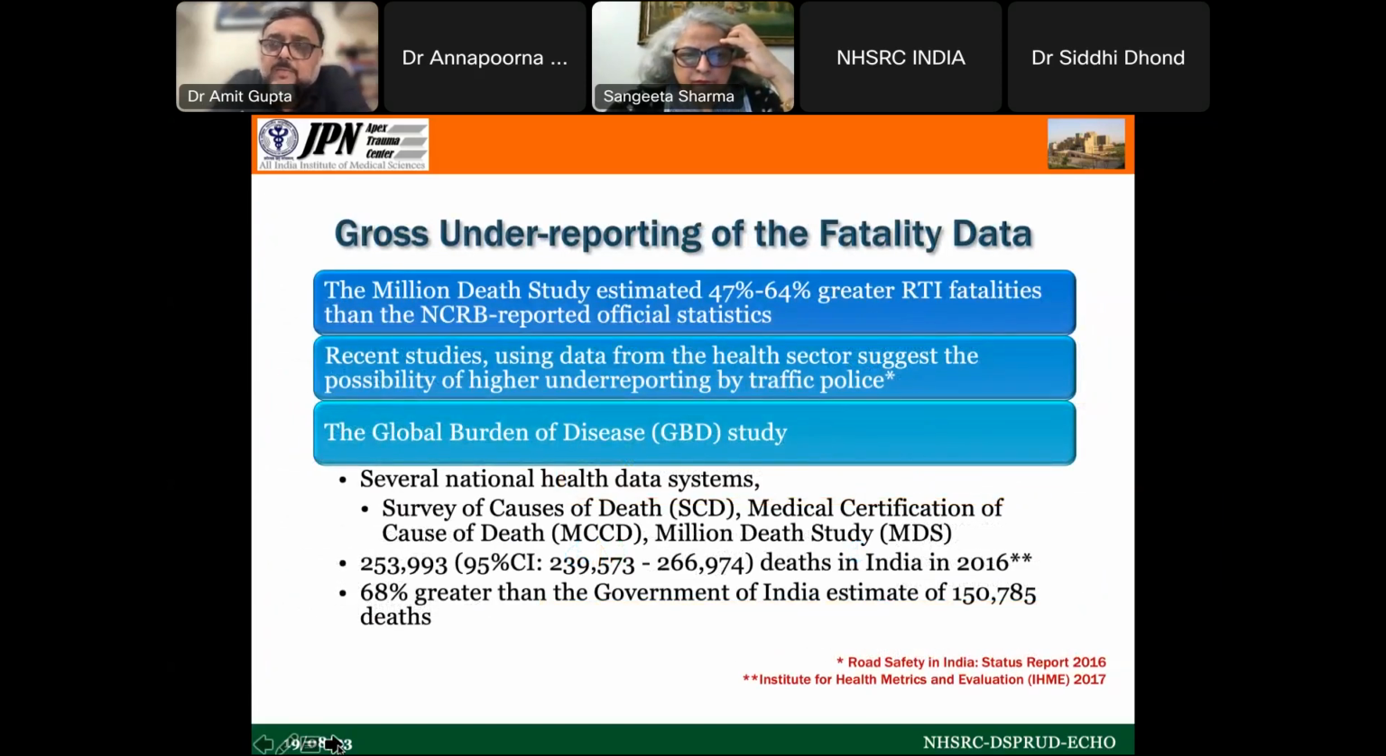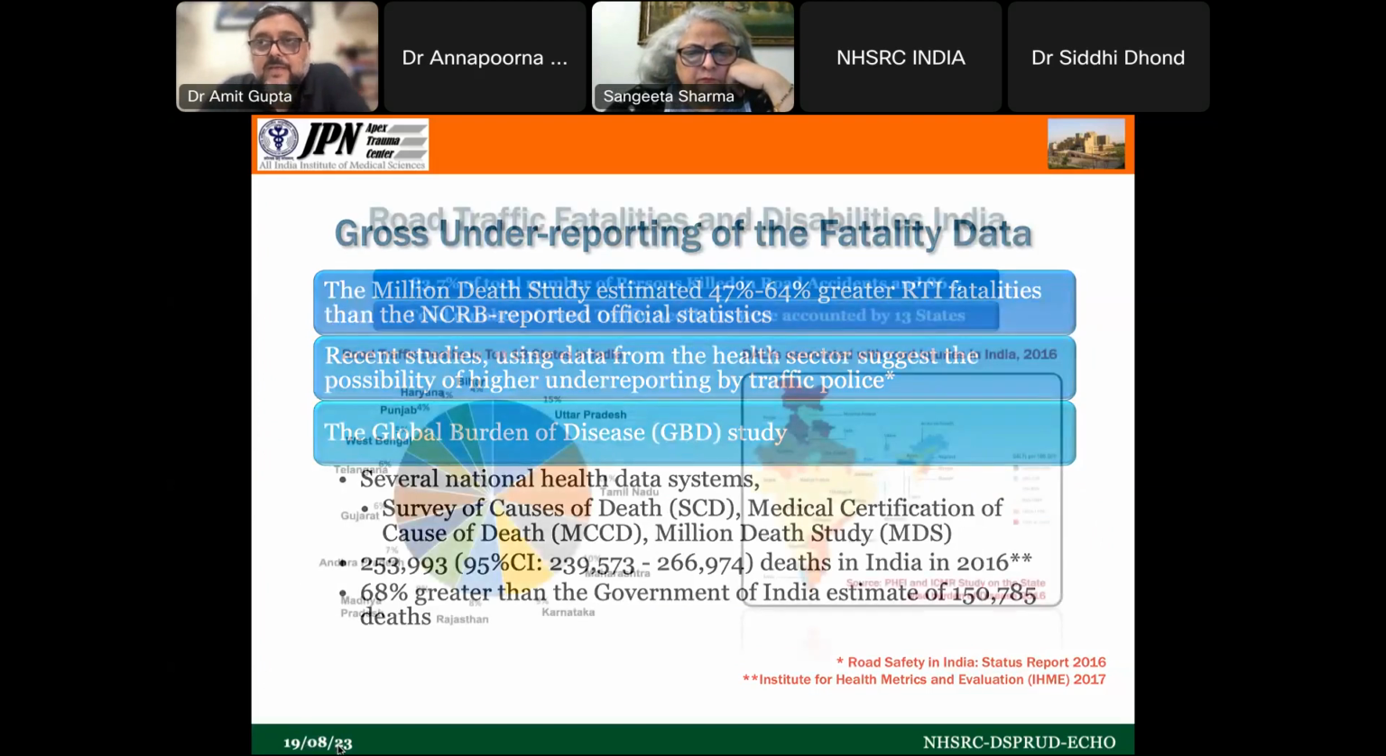In addition, what I wanted to tell you is that this 1.5 lakh patients dying on Indian roads is grossly an underestimation and underreporting. Many epidemiological studies, including the Million Death Study, projected that the NCRB data, that means the National Crime Records Bureau or police data by which we have come to this conclusion of 150,000 deaths, is grossly underreported by at least 47% to 64%. That means the actual injury burden is around 250 lakh deaths on roads in each and every year. And that's really, really very high.